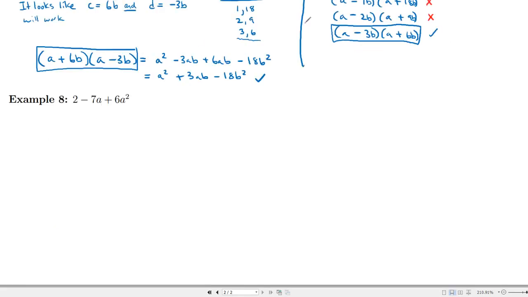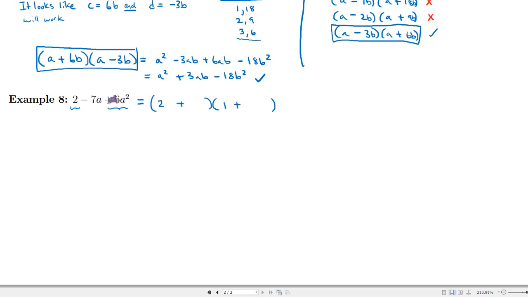And finally, we have this example here. So what are we going to have? The leading term is a 2. And how do you make 2? Well, that's a prime. So the only way to do that is to have a 2 and a 1. How do we make a positive 6a squared? Well, it's positive. So 1 is positive and 1 is positive.